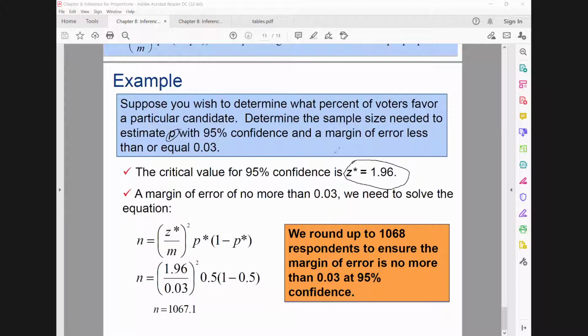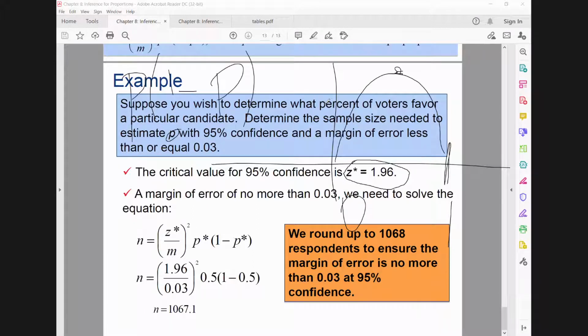However, we don't have any idea about P. As I said, once we don't have any idea, we take P equal to P star, which is equal to 0.5. Just to explain why we choose P star like that: P, as you know, is between 0 and 1, and the maximum of P times 1 minus P is at one half. That's why for any P this value is less than 0.25, so we take the maximum, which is 0.25.